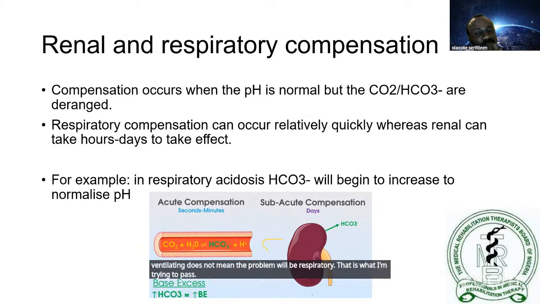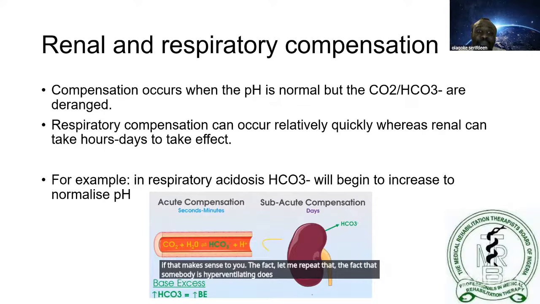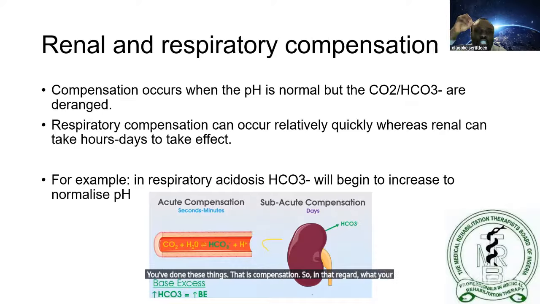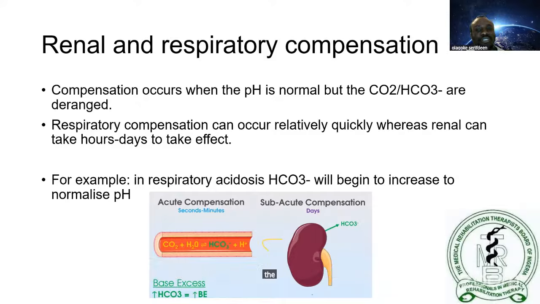If that makes sense to you. Let me repeat that: the fact that somebody is hyperventilating does not mean the problem must always be from the lungs. It could be somewhere else in their body. That is compensation. So in that regard, what your lungs were doing is just to compensate for the abnormality in the hydrogen ions. Now, subacute compensations.